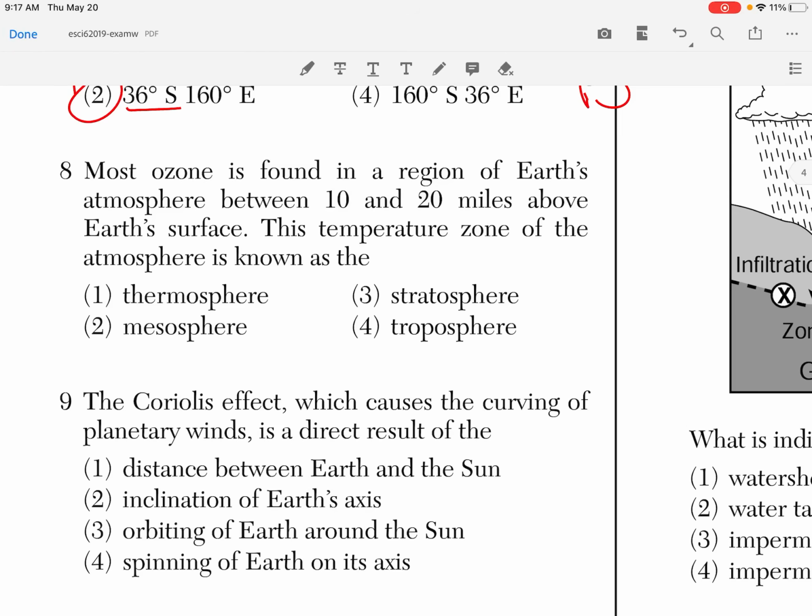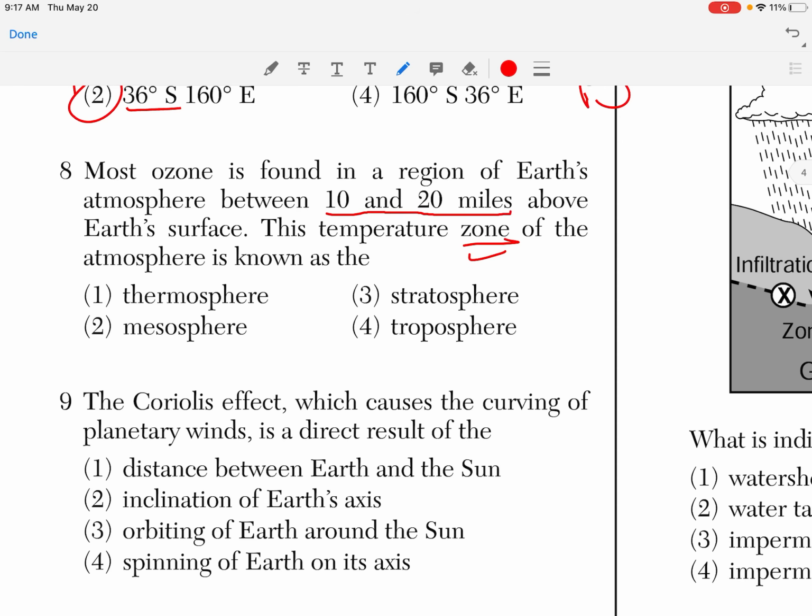All right, guys, question number 8 is a reference table question. It could require just some knowledge of the atmosphere, but if you look at it, it's asking about the ozone and where the ozone is found within our atmosphere. If you have no idea, this is one that you could just memorize, but it's also one that you can use your reference table for, because it says right here that the ozone is found between 10 and 20 miles above the Earth's surface. And so we need to figure out what zone of the atmosphere that is in.